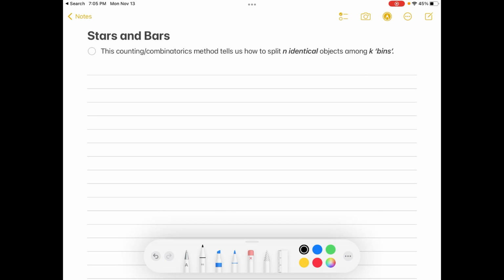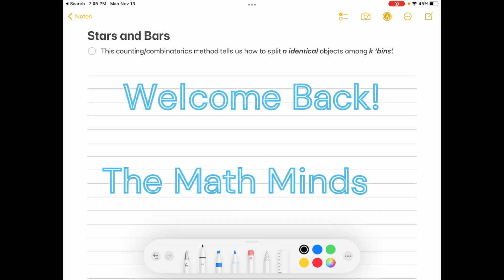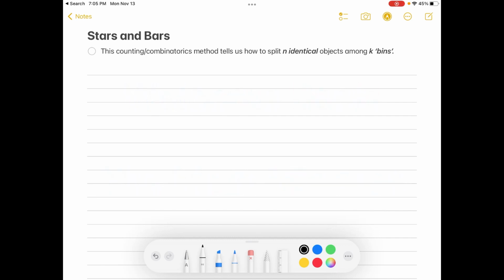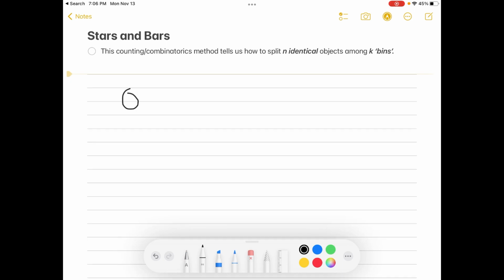Hello, and welcome to an AMC 10/12 tutorial dealing with stars and bars. Stars and bars is a counting or combinatorics method that tells us how to split n identical objects among k identical bins. So let's imagine we have a row of, I'm going to say, n balls.